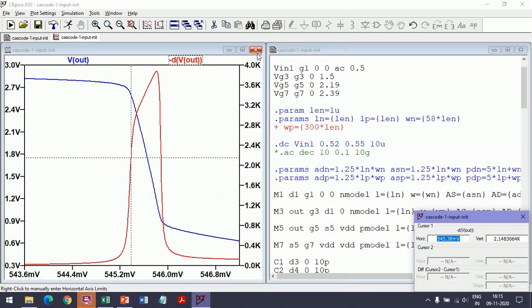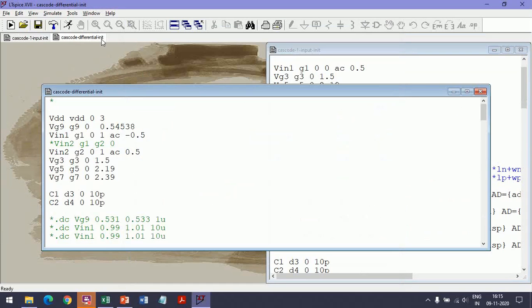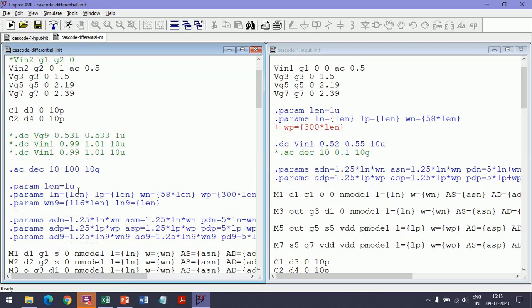So what we do is, let me close this and let me open the full differential cascode circuit. And with the same numbers we'll put. Okay, so VG3, VG5, VG7 are the same as the single input cascode. The length is 1 micron for everything. The widths are 58 and 300. The width of M9 is twice of 58, which is 116.